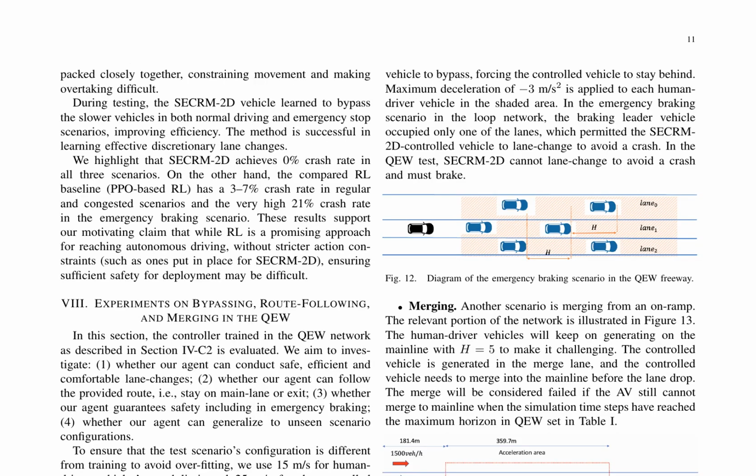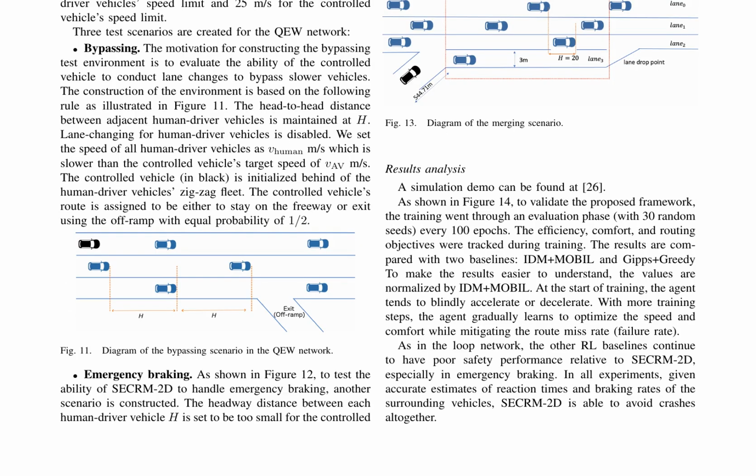The research focuses on improving safety in autonomous driving by introducing the safe, efficient and comfortable RLBA-SED driving model with lane changing, SECRM-2D. This model extends previous work by incorporating hard analytic safety constraints on acceleration and lane change actions. The evaluation involves 3 scenarios: bypassing, emergency braking, and merging.